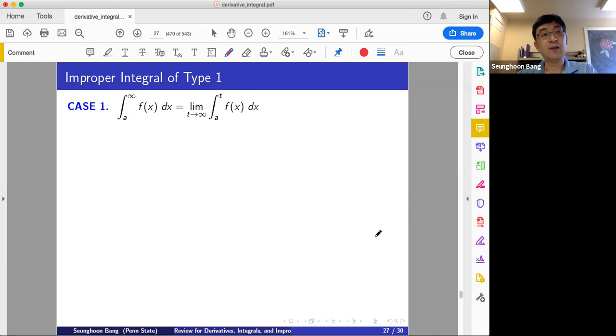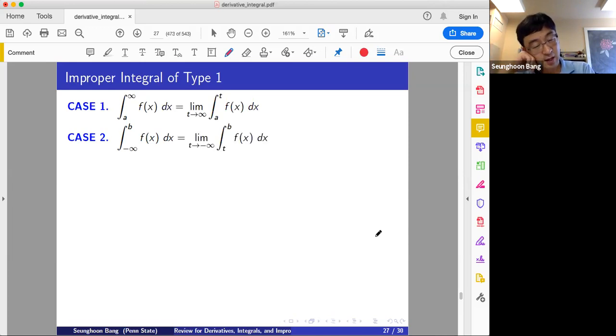The limit as t approaches positive infinity of the integral from a to t of f of x dx. Case 2, integral from negative infinity to b of f of x dx. Same. You can replace minus infinity by t and take the limit. The limit as t approaches minus infinity of the integral from t to b of f of x dx.